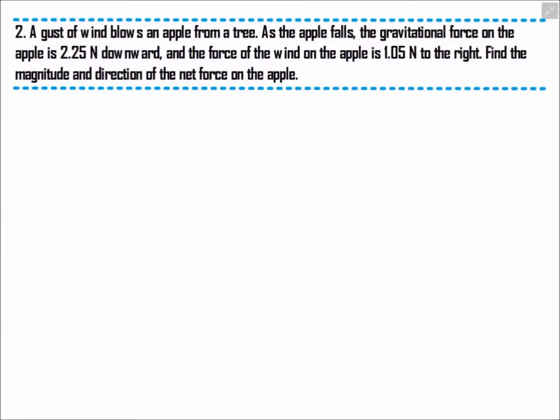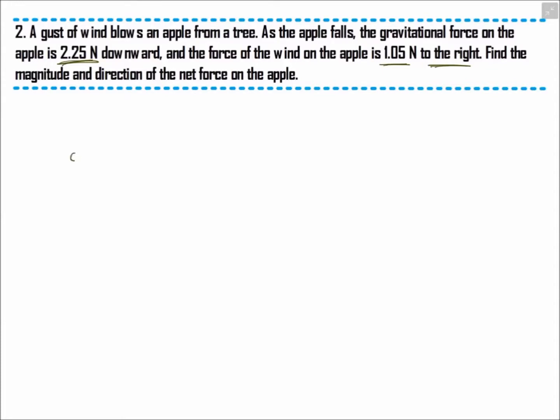In this question, it says a gust of wind blows an apple from a tree. As the apple falls, the gravitational force on the apple is 2.25 Newton downward, and the force of the wind on the apple is 1.05 Newton to the right. Find the magnitude and direction of the net force on the apple.